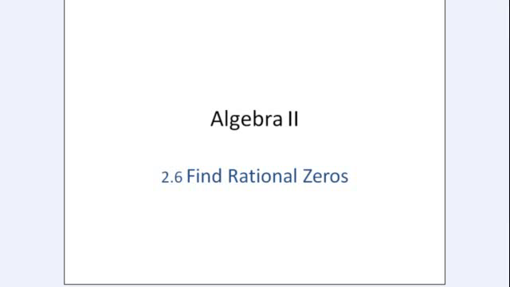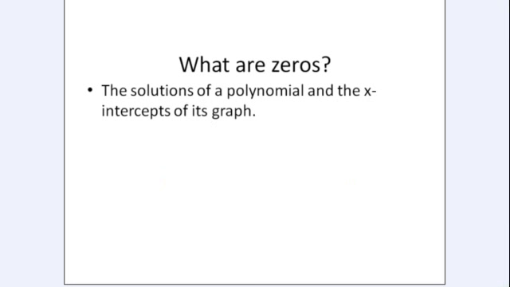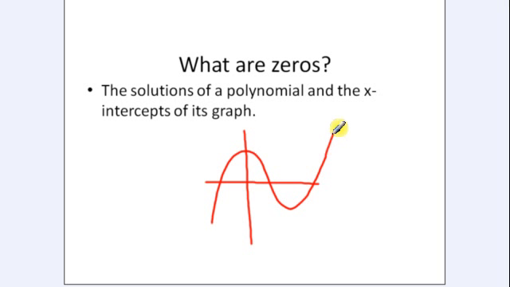Algebra 2, Section 2.6, Find Rational Zeros. So, what are zeros? Well, zeros are the solutions of a polynomial and the x-intercepts of its graph. So if I have a polynomial, the graph's something like this. It would have 3 zeros, one here, one here, one here. They're called zeros because that is where y equals 0. Think about any point on the x-axis has a y-coordinate of 0.